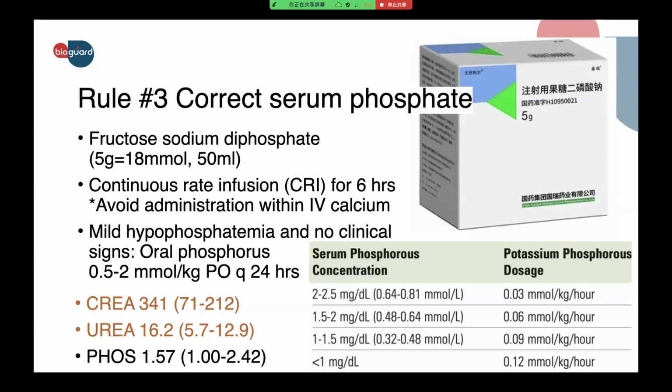If it's just mild hypophosphatemia and there is no clinical sign, we can give oral phosphate, like 0.2 to 2 millimole per kg every 24 hours. Some foods like milk products, cheese or milk, contain more phosphate. So feeding the animal some milk would be an option as well if it's a mild hypophosphatemia.